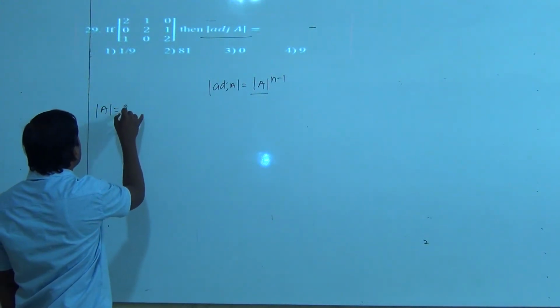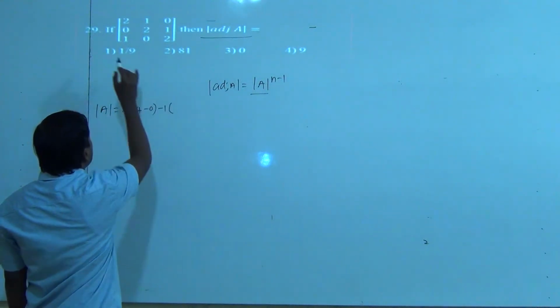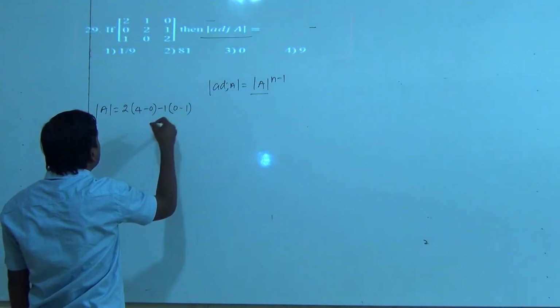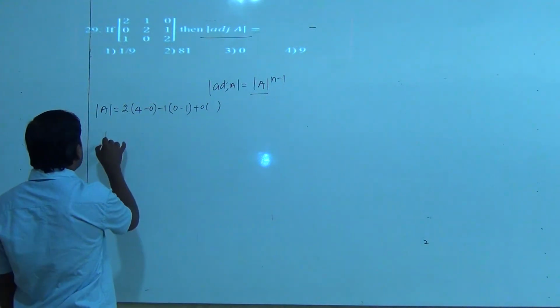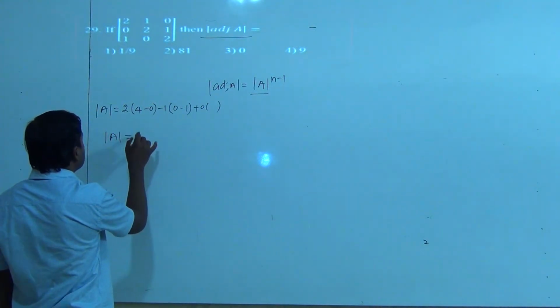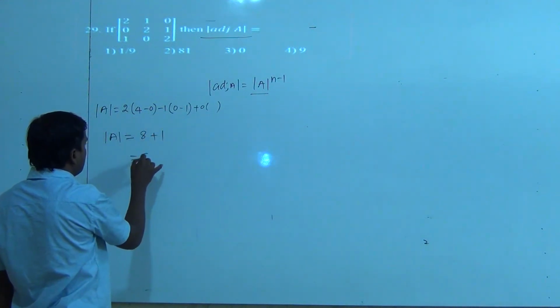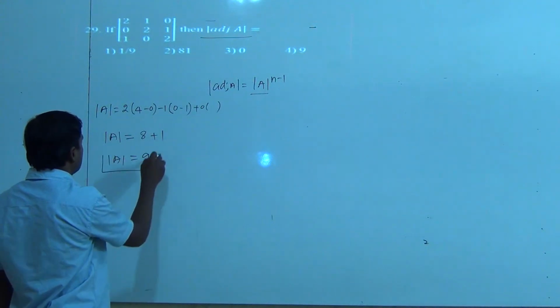Directly I will write 2 into 4 minus of 0, minus 1 into, you have to leave the first and second column, 0 minus of 1, and plus 0 into this term becomes 0. So simplify this one. Determinant of A is equal to, here it is 8 minus into minus plus, so clearly 9. Okay. So what is the answer? Determinant of A, here you got 9.